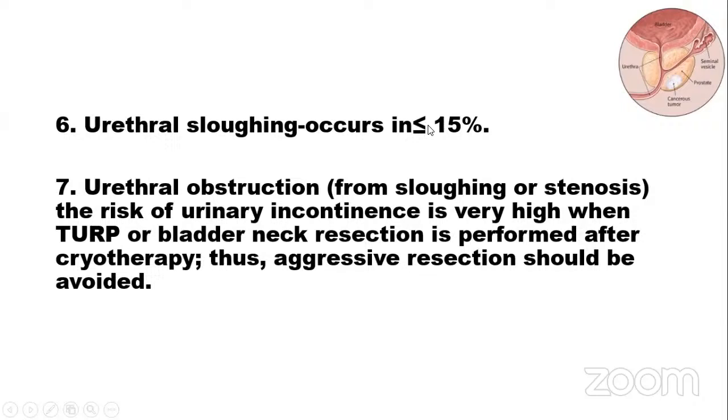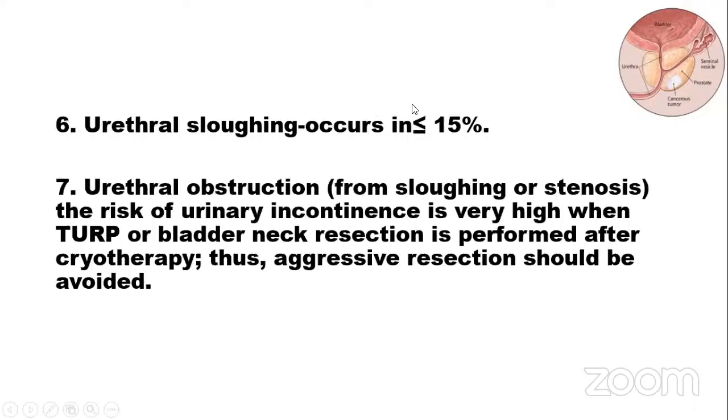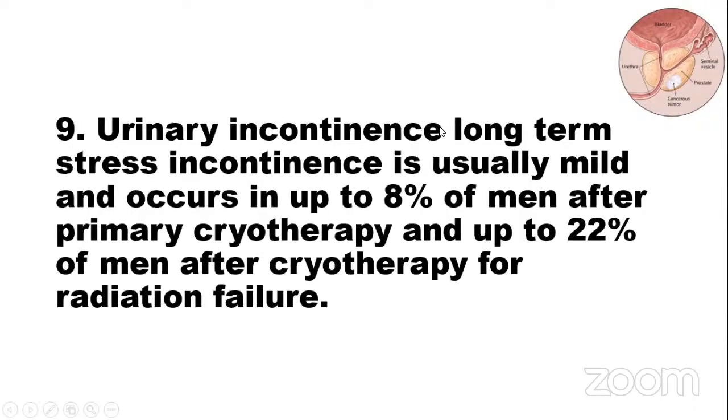Urethral sloughing is less than or equal to 15%. Urethral obstruction and urinary incontinence are very high when the patient has TURP or bladder neck resection. Therefore, aggressive resection must be avoided. Rectal pain is 12% of men after primary cryotherapy, but up to 40% after cryotherapy for radiation failure.